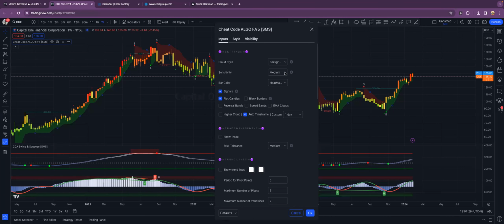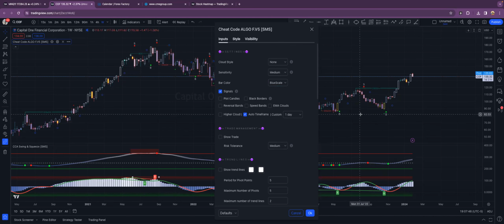Come over here, and then I'll also remove the clouds, take those off, and bar color. We on that blue scale, baby. Same thing. And then from there, I also use hollow candles. So I'm gonna go ahead and take off plot candles real quick.